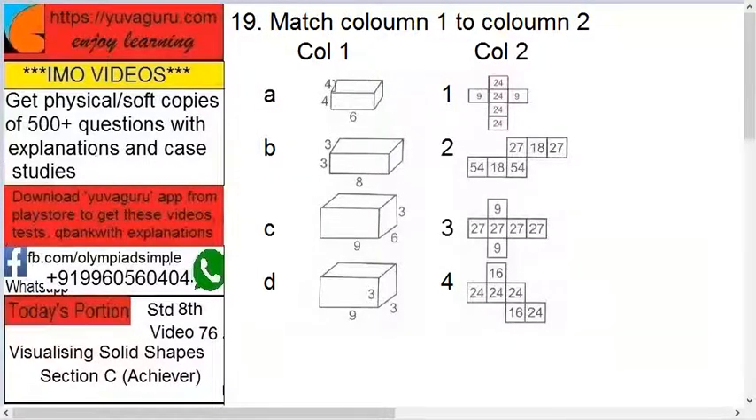It depends on the area. See here the sides are 4, 4. So 4 times 4 is 16. This 16 and this 16. One side 16, other side 16. Check which of them has area 16: fourth. So A will match with fourth.